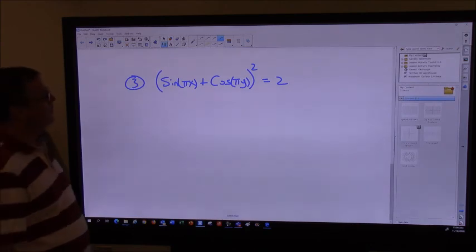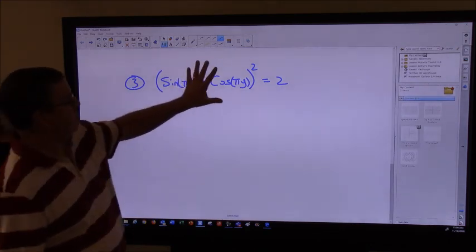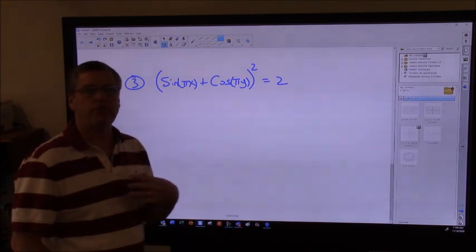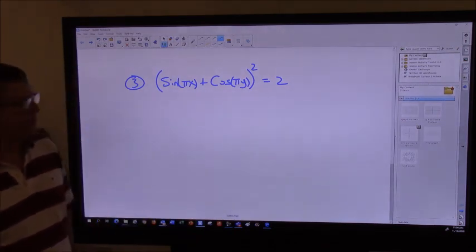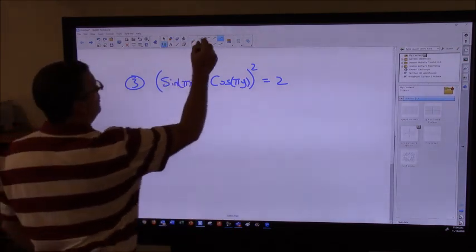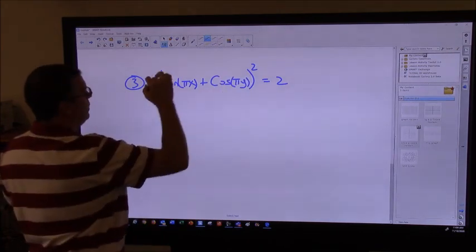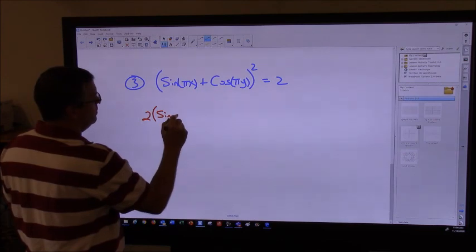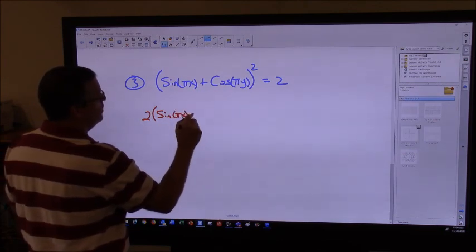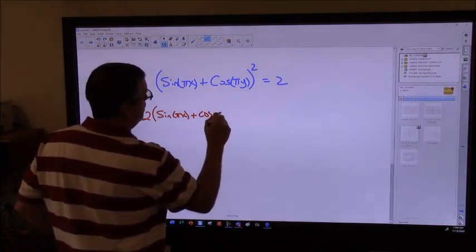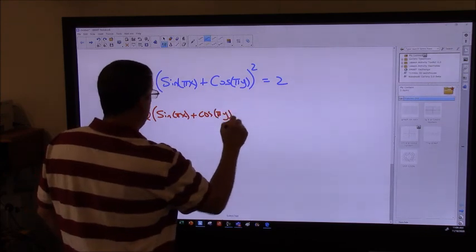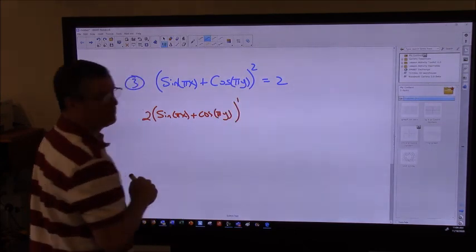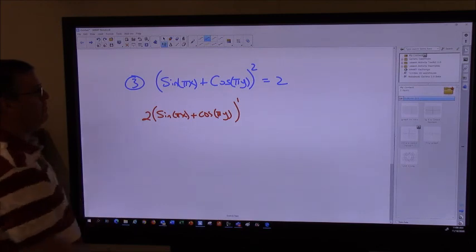All right, so let's see. I see something inside parentheses raised to an exponent, and so to me that says chain rule. So when I take the derivative of this, I need to bring the 2 down in front. Everything inside stays the same: sine of pi x plus cosine of pi y. Subtract 1 from the exponent. It's now 1. Times the derivative of the inside.